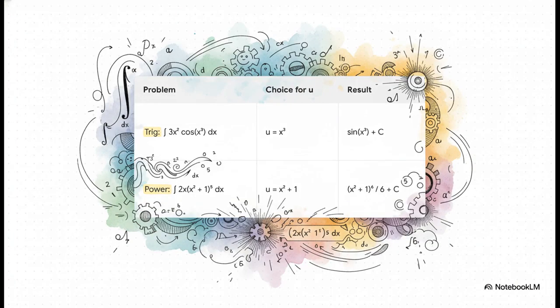Just look at how versatile this method is. For the trig example, the inner function is x cubed. Its derivative is 3x squared dx, which is sitting right there in the integral. It's perfect. We just integrate cos of u to get sine u, which gives us sine of x cubed plus c. Now what about that power example? Hey, that was the problem we started with. The inner function is x squared plus 1. Its derivative, 2x dx, another perfect match. We integrate u to the fifth to get u to the sixth over 6, we back substitute, and we're done.